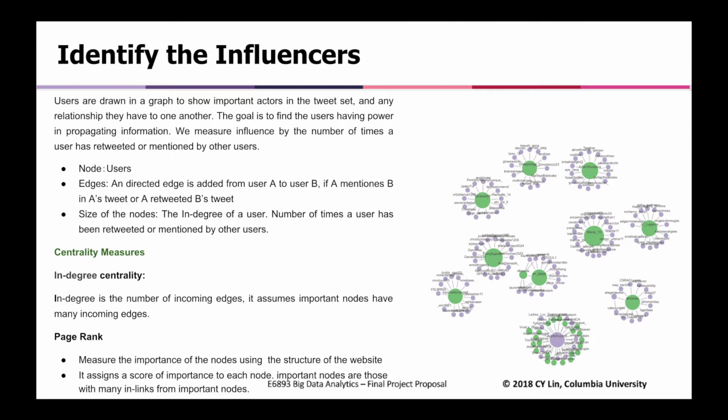We use two centrality measures, in-degree centrality and PageRank. In-degree is the number of incoming edges of a node. It assumes important nodes have more incoming edges. PageRank measures the importance of the nodes using the structure of the website. It assigns a score of importance to each node. Important nodes are those with many in-links from important pages.